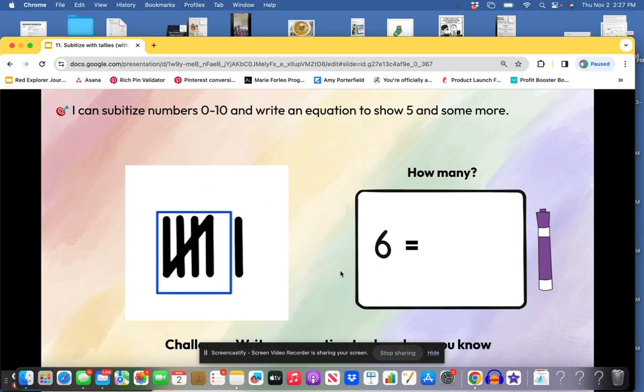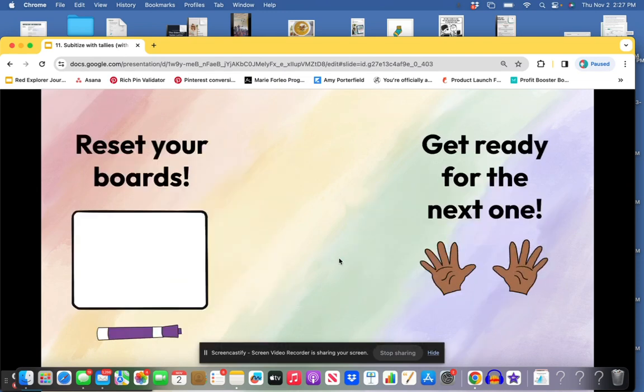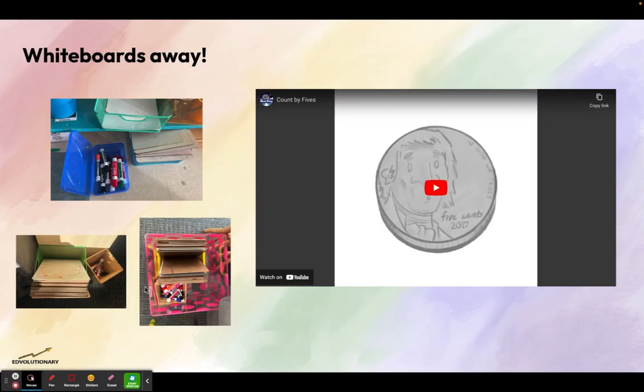We have the tally set of 5, and adding one more equals 6. 6 equals 5 plus 1. So you'll do that for Tuesday, Wednesday, and Thursday. On Friday, it's a little different.